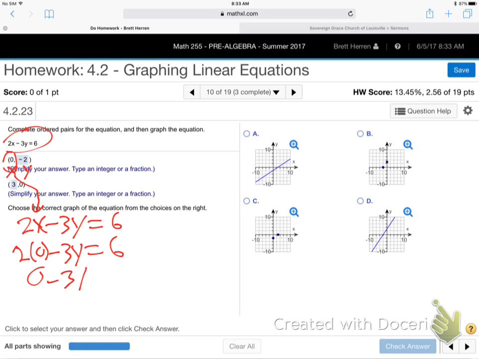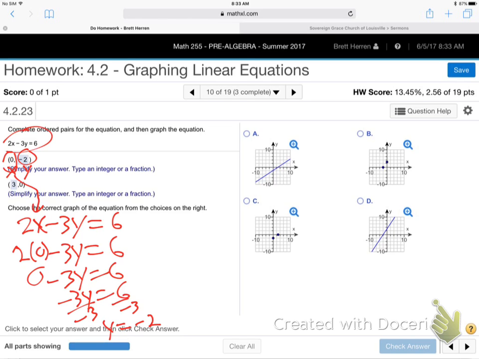So that's 0 minus 3y is 6. That's minus 3y equals 6. How do you solve for y there? Divide by -3. So y is -2. So that's how I got the -2. Does that make sense? Are you guys with me there? Now do the second one.